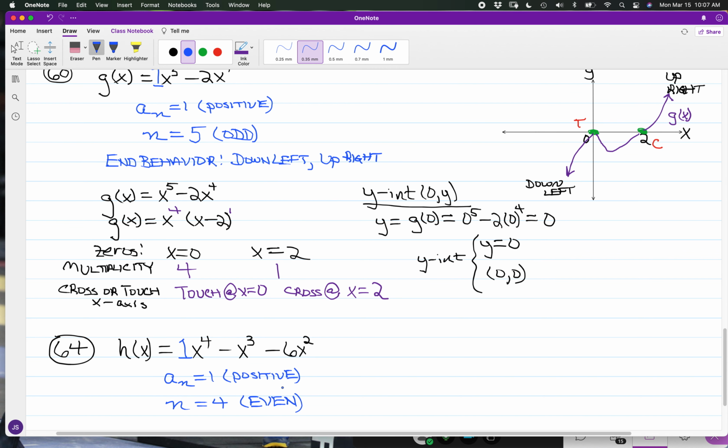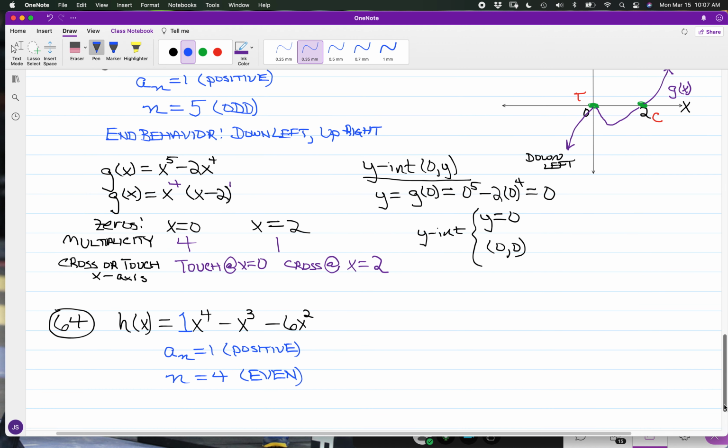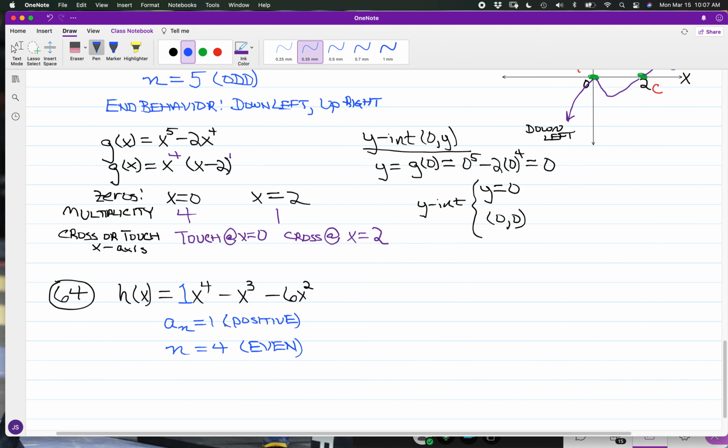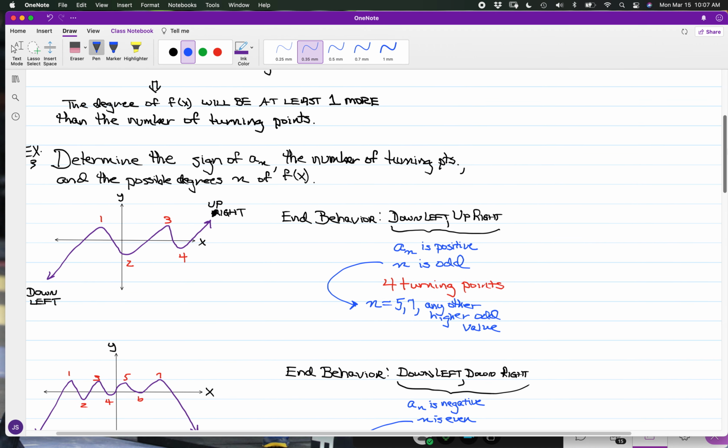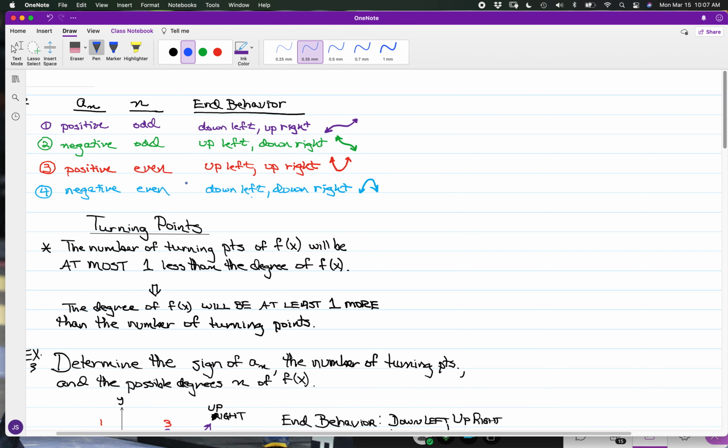And for polynomials where the leading coefficient is positive and where the degree is even, we're going to have for the end behavior the same at both ends. So we just have where a sub n is positive, where n is even, your end behavior will be up to the left and up to the right.